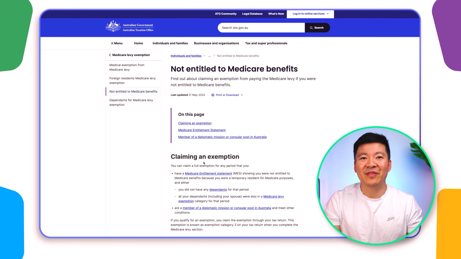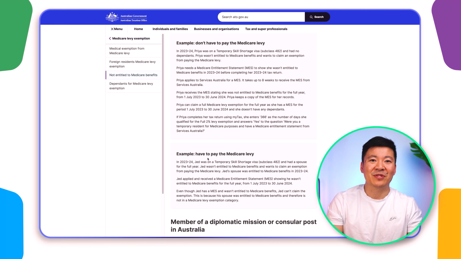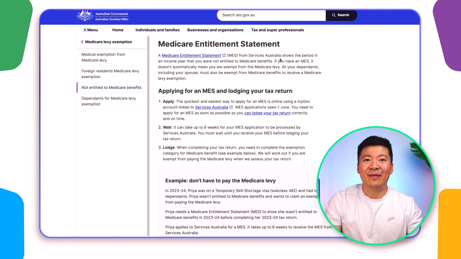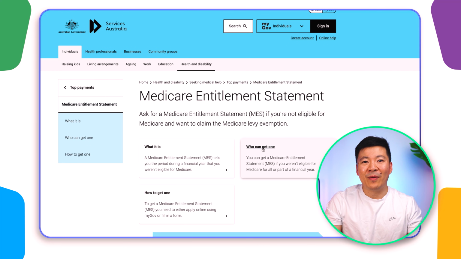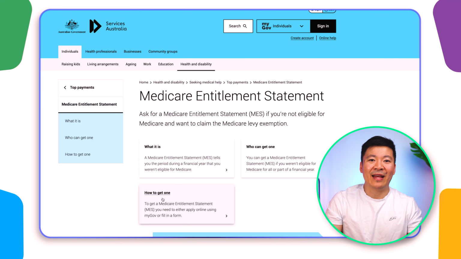Non-entitlement to Medicare benefits. If you are not entitled to Medicare benefits, for example certain visa holders or foreign diplomats, you may be exempt from the levy. You can go visit this page on the ATO website, which provides several examples. To claim this exemption, you need to obtain a Medicare entitlement statement from Services Australia. You can visit the Services Australia website for instructions on applying for a Medicare entitlement statement.